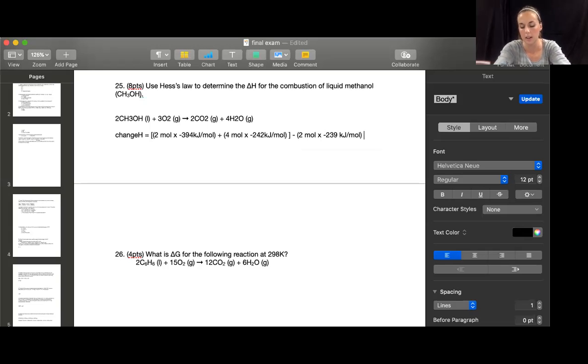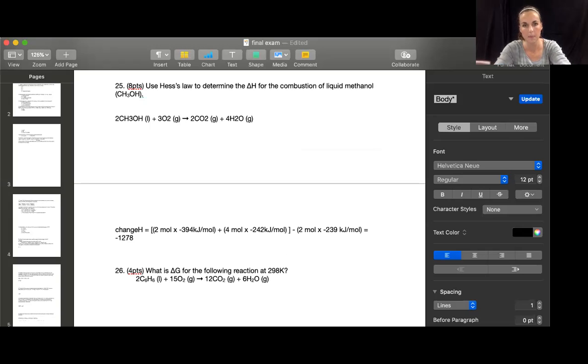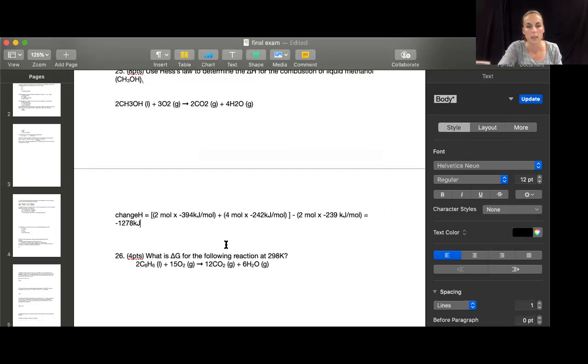And I got negative 1278. And of course, the unit there is kilojoules. And it looks like this is the same exact question that's on your exam. Understand all that?